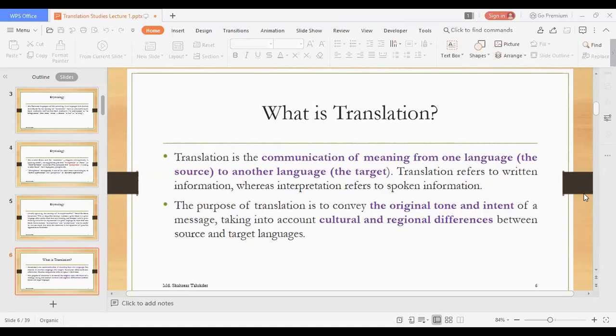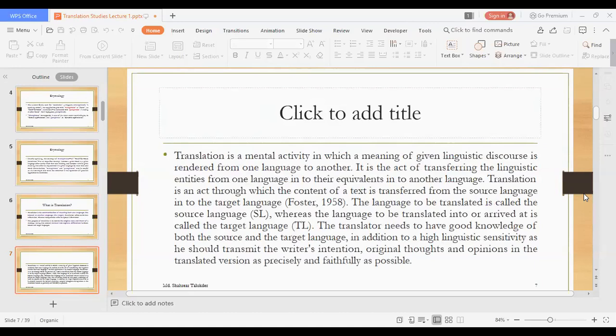Now, here you see, this is also the continuation of what we mean by translation. Here it says, translation is a mental activity in which a meaning of given linguistic discourse is rendered from one language to another. So translation is a kind of mental activity because it's completely mental. You have to use your brain, your memory, your previous knowledge, all these things together. So everything is mental.